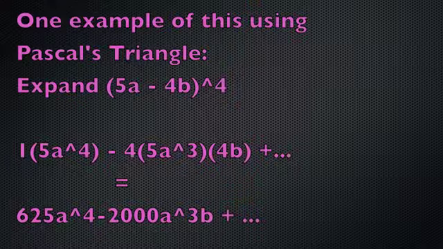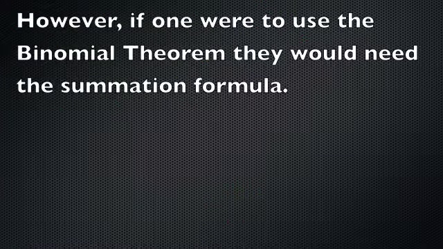So start by expanding 5a minus 4b to the 4th power. You should get 5a to the 4th power minus 4 times 5a to the 3rd power times 4b, and then etc., which will eventually equal 625a to the 4th power minus 2000a to the 3rd b plus etc., as you can see in the video. So obviously, by using Pascal's triangle, you can see this. However, we want to use the binomial theorem.